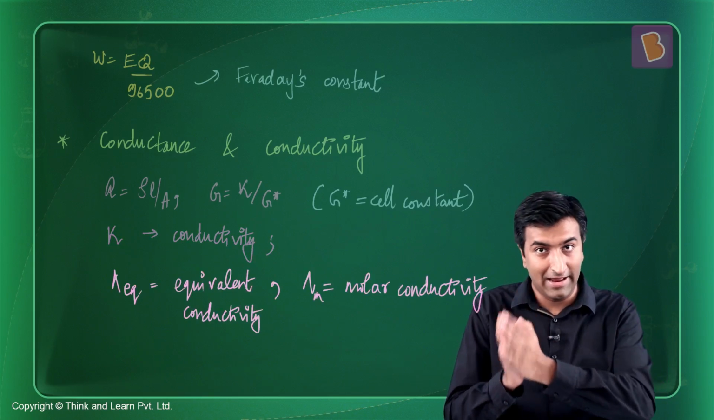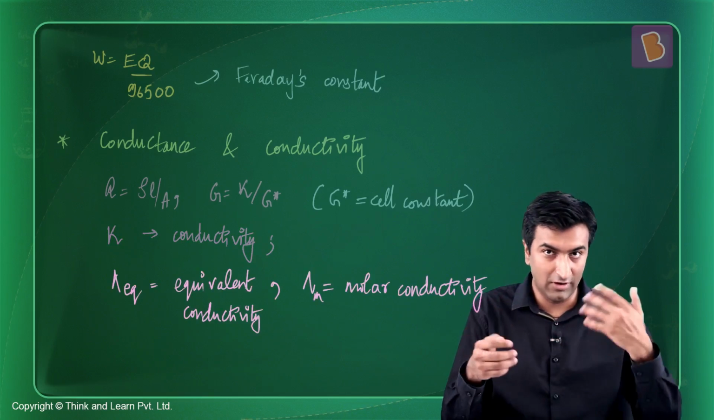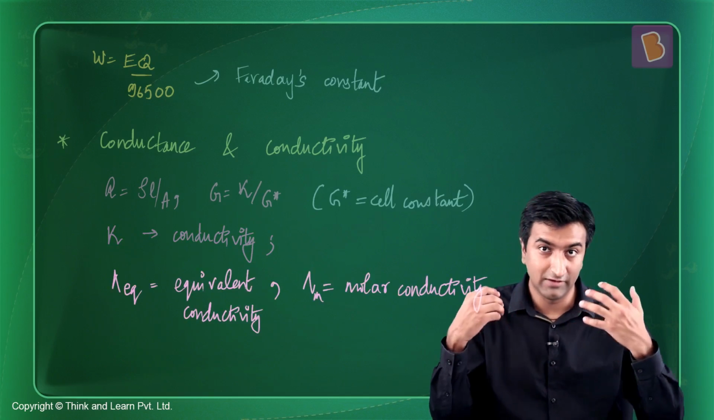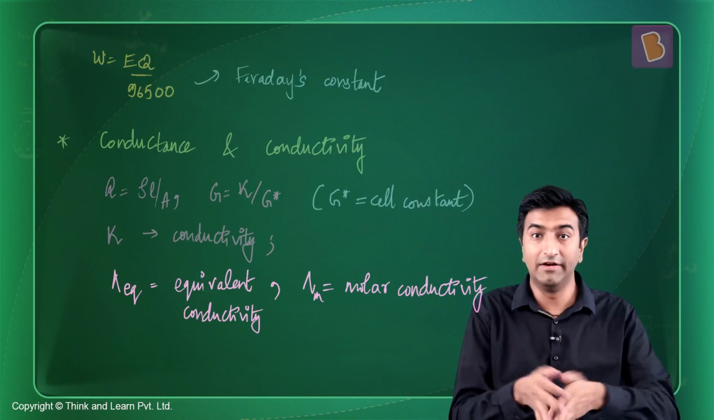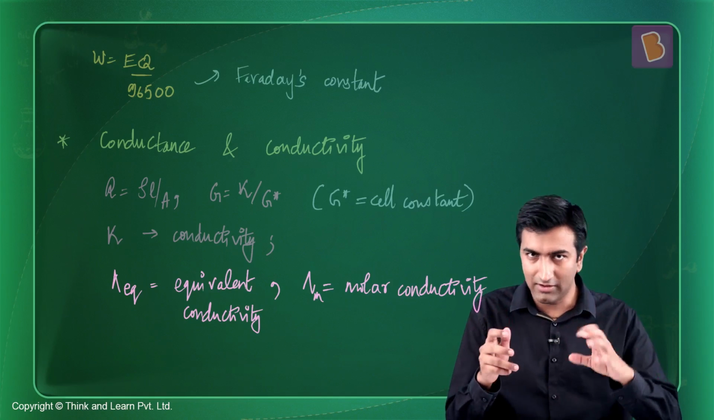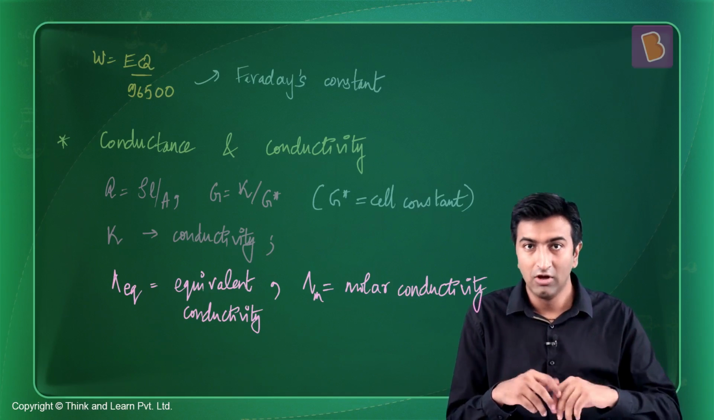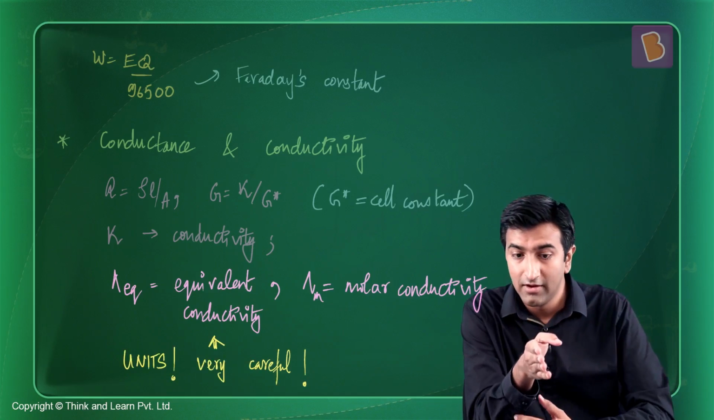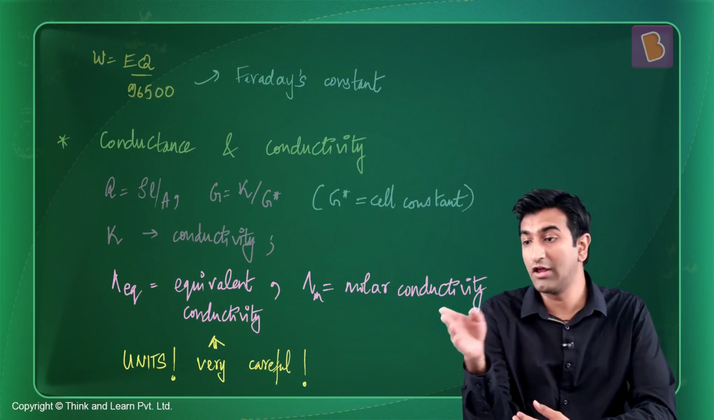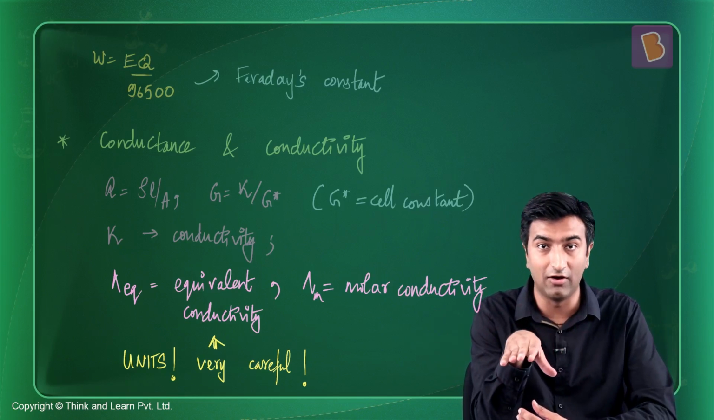You have lambda M and lambda EQ. Lambda M is molar conductivity, lambda EQ is equivalent conductivity. Basically, you take kappa per mole or per equivalent. There's a formula that a lot of textbooks give you. I think you just need to be careful about units because sometimes the JEE Advanced exam gives you different units, so you cannot always use that 1000 formula.